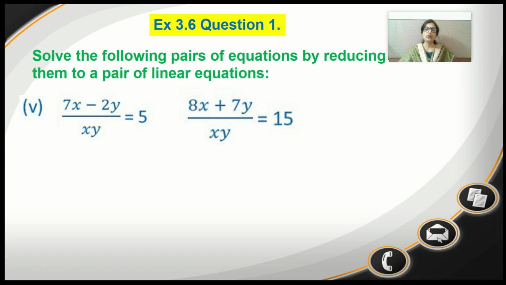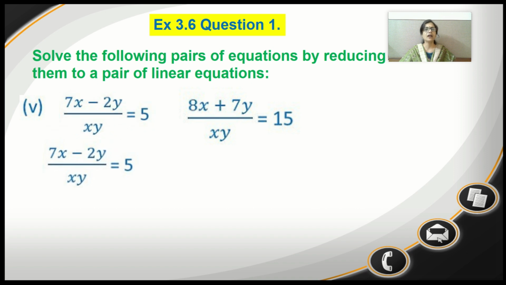So look at both the equations which are given to you, and if you just try to compare this with the standard form, it is clearly seen that they are not the pair of linear equations in two variables. So what we have to do at the beginning, we have to first reduce them or convert them into a pair of linear equations. So let's consider the first equation, (7x minus 2y) upon xy is equal to 5.